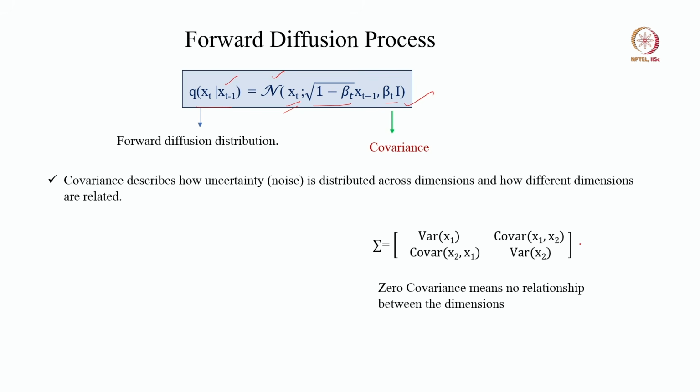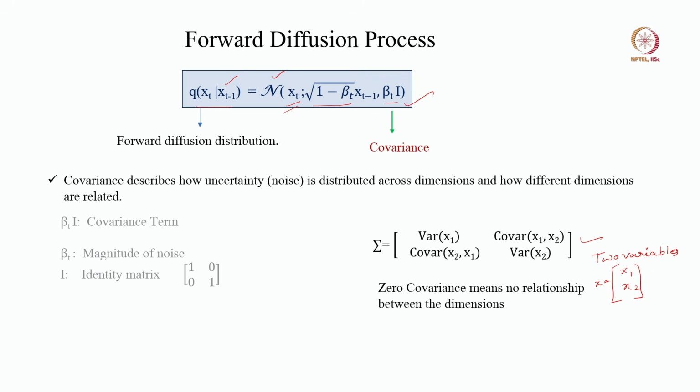So, this is just once more I have written the covariance term. If there are two variables x1 and x2, this is written as variance of x1, covariance between x1 and x2, covariance between x2 and x1, variance of x2. This is for two variables x1 and x2. And zero covariance means there is no relationship between the dimensions. Okay. This we will keep in mind.